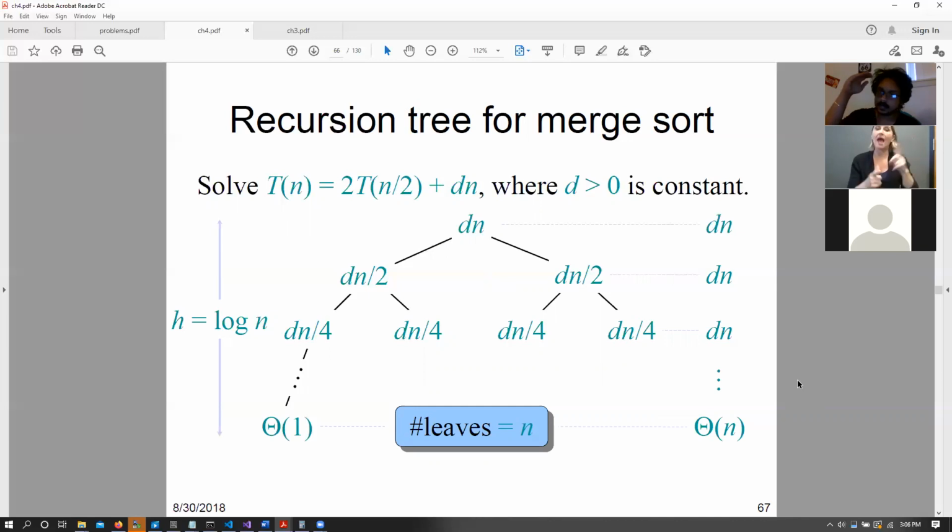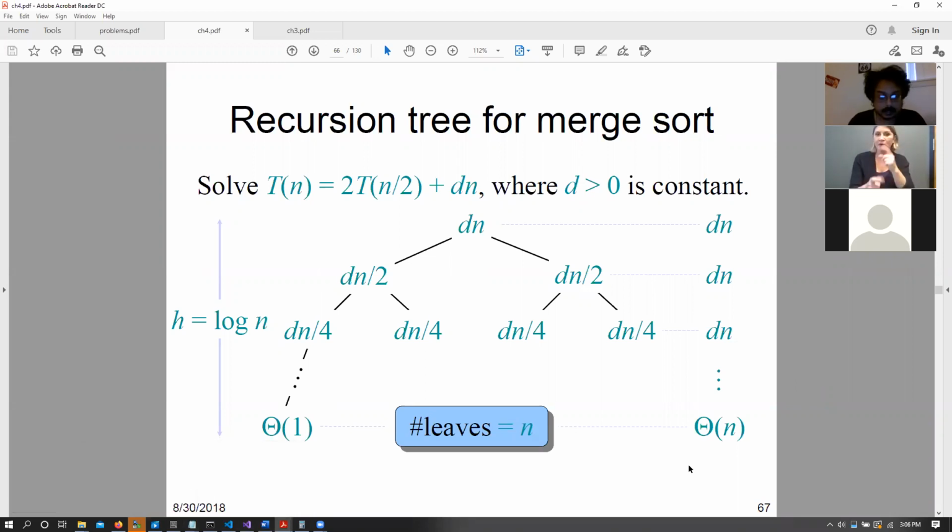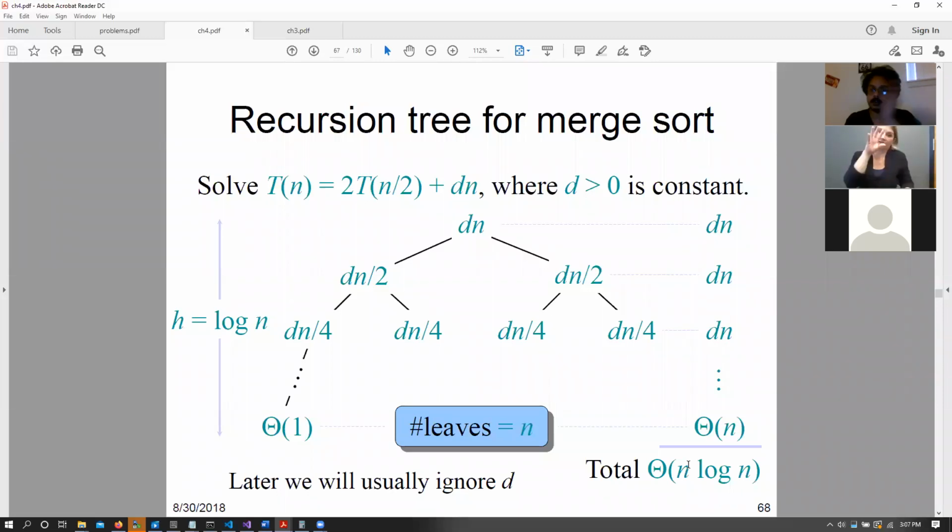So for each level of my tree, I have a time complexity of dn. And I know that there are log n levels of my tree because I have a height of log n. So what would be the time complexity of this particular recursion tree? For each level I have d times n, and I have log n levels. Exactly, right? So I have log n levels, and for each level I have a time complexity of d times n. So I have an entire time complexity of n log n, right? Perfect.